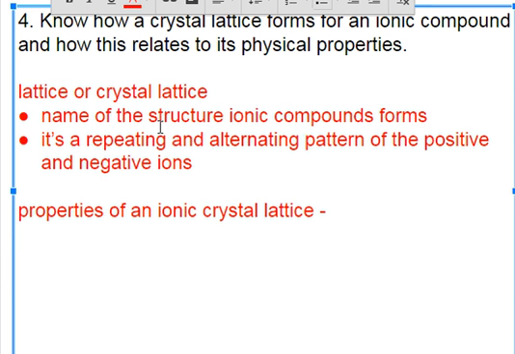So if you're a positive ion and there's negative ions on each side, front and back, top and bottom, you're surrounded by at least 6 other negative ions. You're not going to move very well.